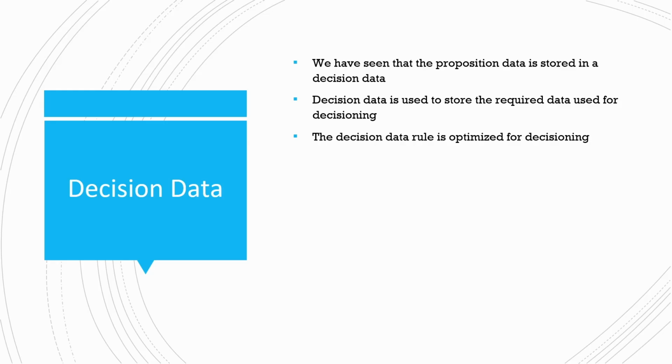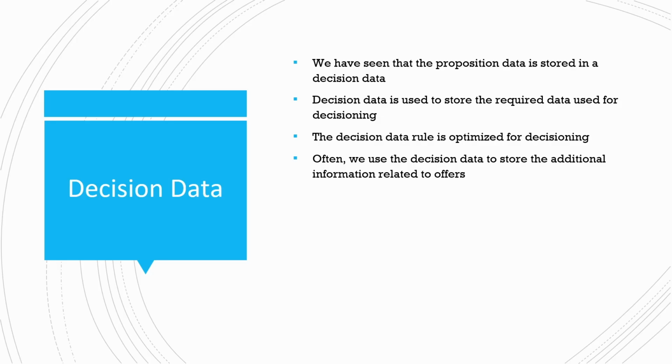And this decision data rule is optimized for decisioning. I mean to say, you can also use a data page which can get the data from a database table, and then you can use the data by importing it into the strategy. But the data page is not optimized for strategies, whereas the decision data is optimized for your strategies and decisioning. Often we use the decision data to store additional information related to offers.